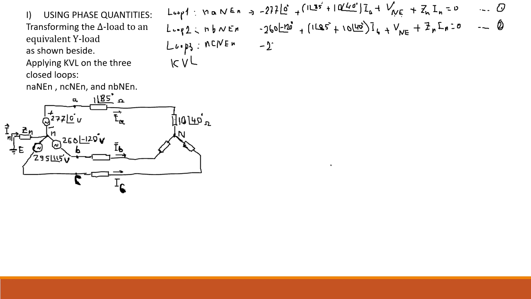And the same from the third loop: minus 295 angle, the same impedance drop multiplied by IC, plus Zn In equals 0. Equation number 3. So we have 3 equations.